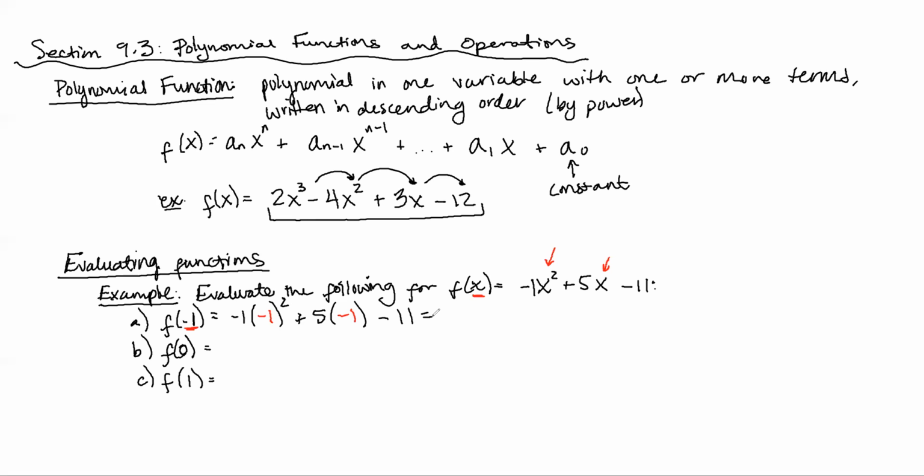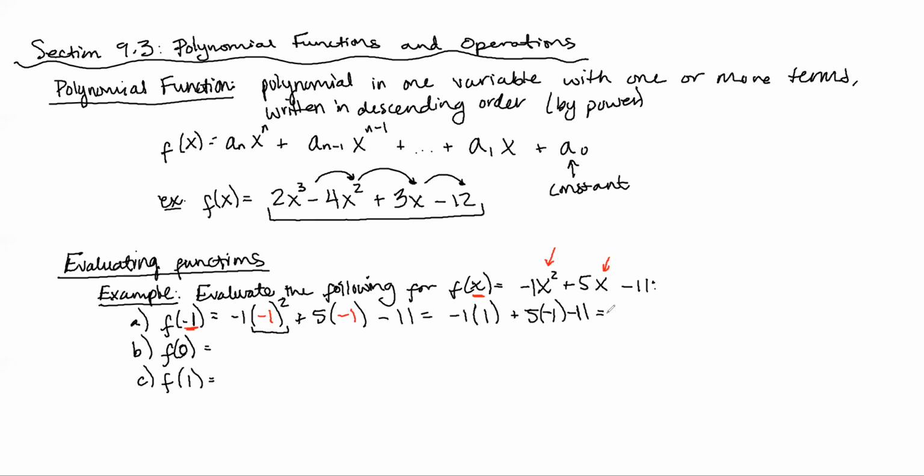Now, if we go ahead and simplify, remember that you want to simplify your exponents before you multiply. So that's this part right here. So -1 squared, or -1 times -1, is 1. So now we have a -1 times 1. And then I'll bring over the rest of this and we can simplify it all at once.